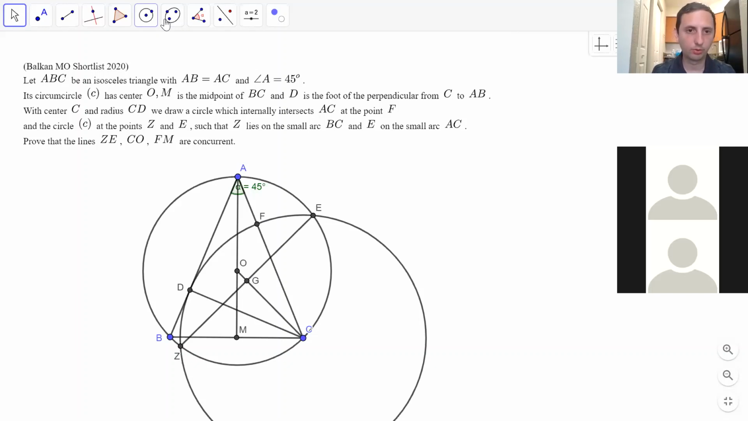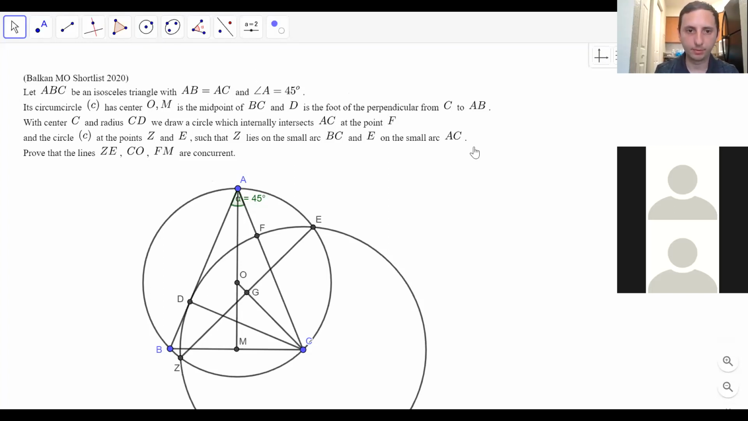So G is the midpoint of ZE because ZE is the common chord and O and C are the centers. We just have to show, can we see that G is the midpoint of FM? So how should we show that? Maybe we could use congruent triangles. Let's check the chat. We could show FEMZ is a parallelogram. Ah, good point. That would be a good way to go. Forget about OC. We don't even really need OC.